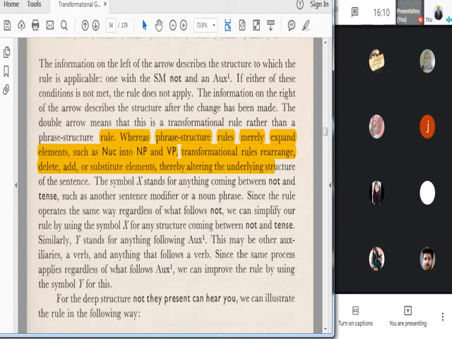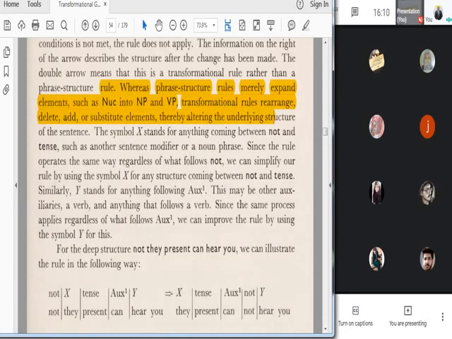The symbol X, now he tries to clarify what is the symbol X and what are the other symbols, or what do they refer to. The symbol X stands for anything that comes between not and the tense. This is so generalized, such as another sentence modifier, a noun phrase, etc. So it is not only a noun phrase, sometimes there are sentence modifiers or other modifiers.